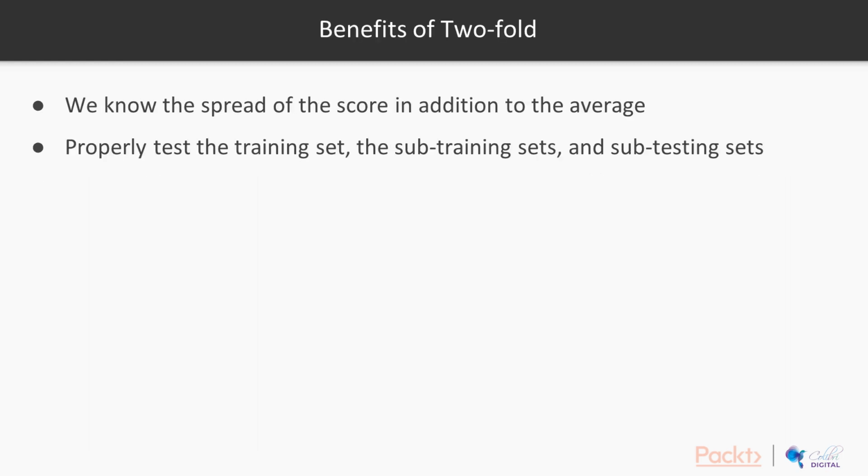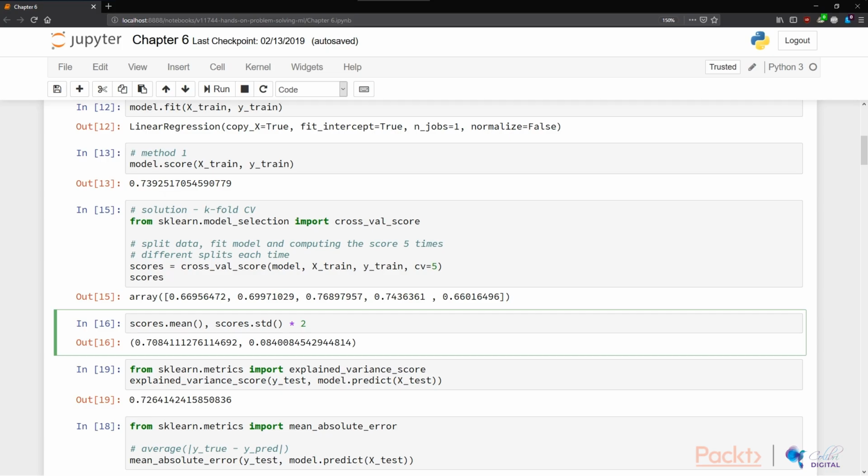So the benefits are twofold, right? Number one is we know the spread of the score in addition to the average, and we also can now properly split test our training set into further sub-training sets and sub-testing sets, right? So here in 16, I'm computing the mean of the score and the standard deviation of the score, and it shows us that the mean score of our current model is at 70.8, and the standard deviation is about 0.08, right?